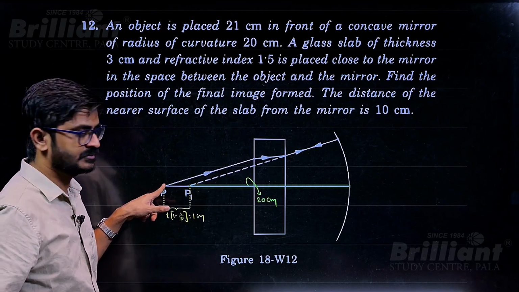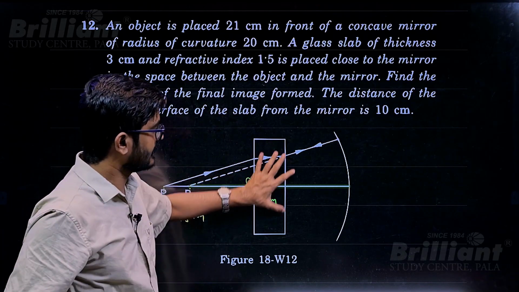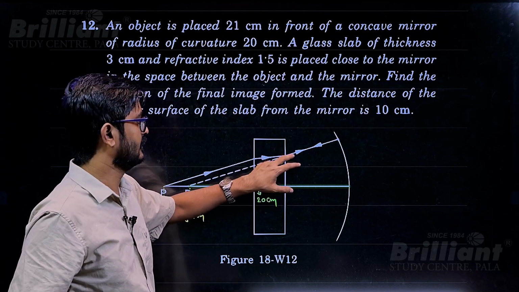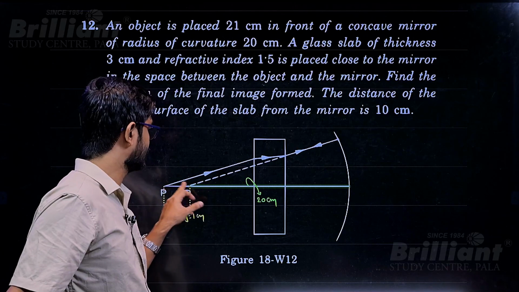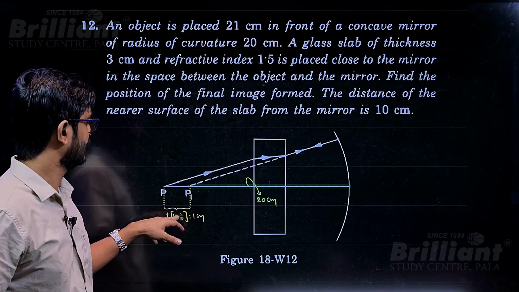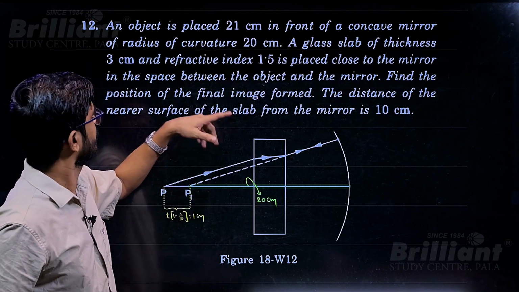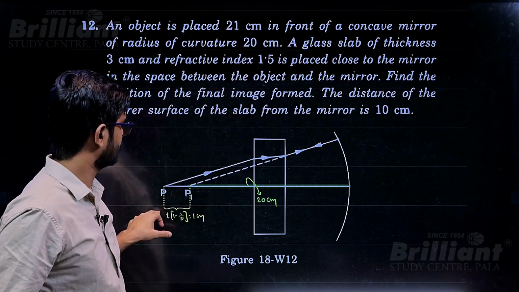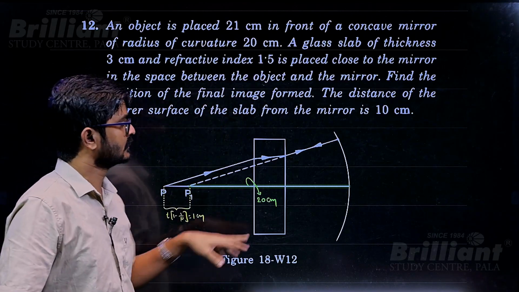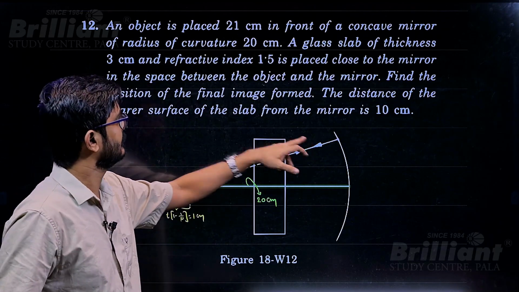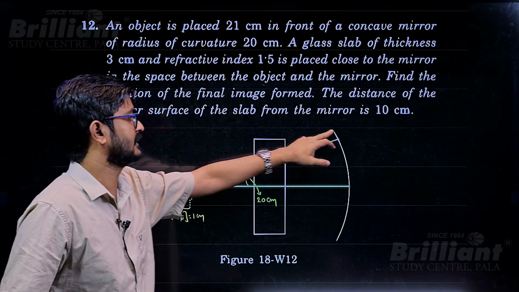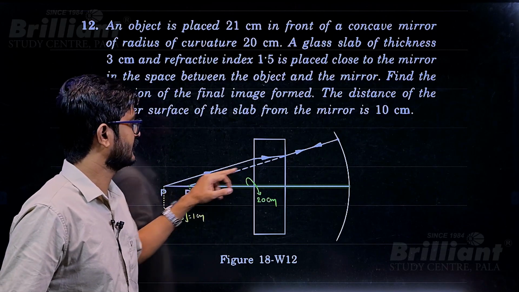Now the actual object is here, but after refraction through the slab, we will feel the rays are coming from somewhere here, where the shift is T into 1 minus 1 by mu. T value is given, mu value is given. When you substitute, it will turn out to be 1 cm. So the mirror will feel the rays are coming from 20 cm rather than 21 cm.